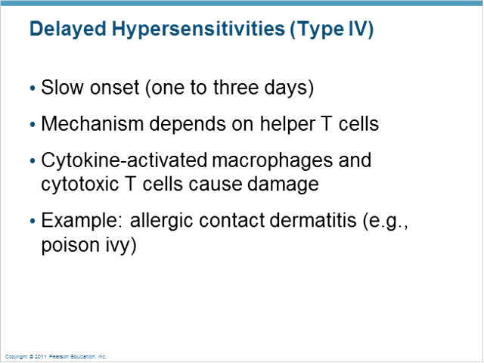We have delayed hypersensitivities, which is called type 4. It's slow onset. It can take 1 to 3 days. The mechanism depends on helper T cells or Th cells. The cytokine-activated macrophages and cytotoxic T cells cause the damage. An example is allergic contact dermatitis, like in poison ivy.